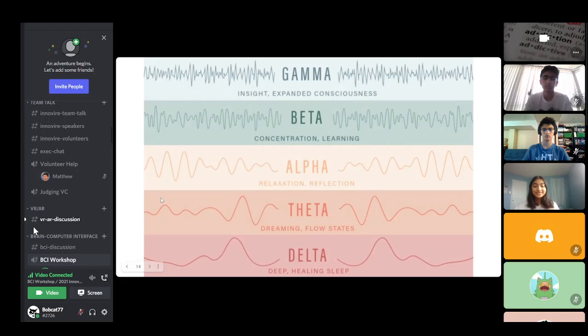So when the frequency is higher, you use your brain more, but when the frequency is lower, you use your brain less. So that's why gamma, the highest frequency, is there for insight and expanded consciousness, while delta is just sleep. So meditation falls between alpha and then low beta.